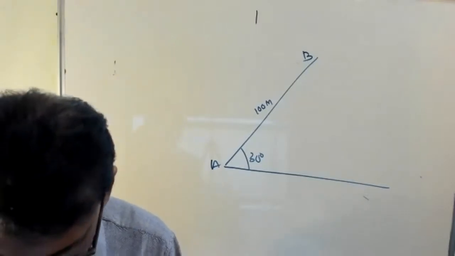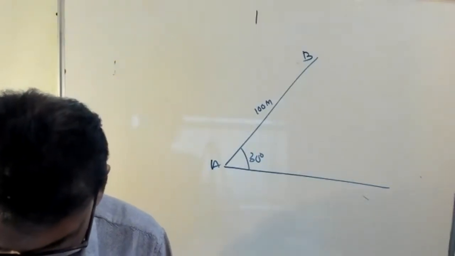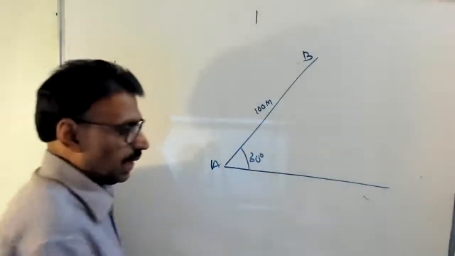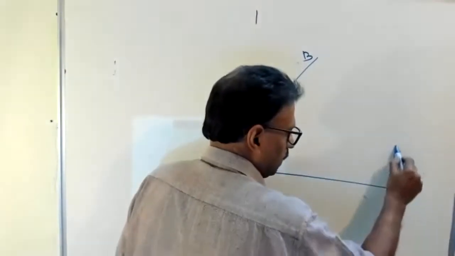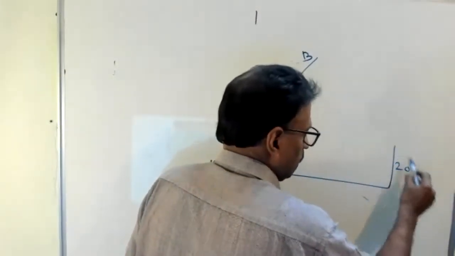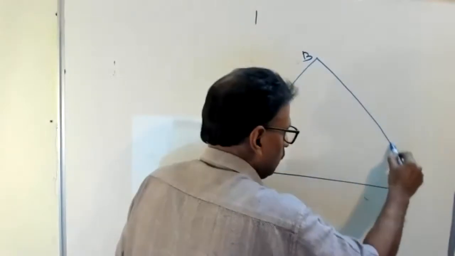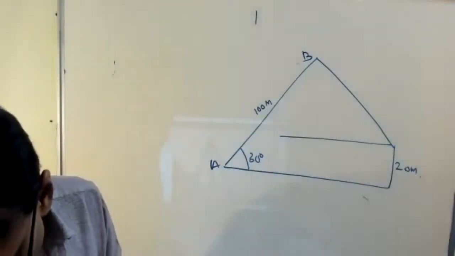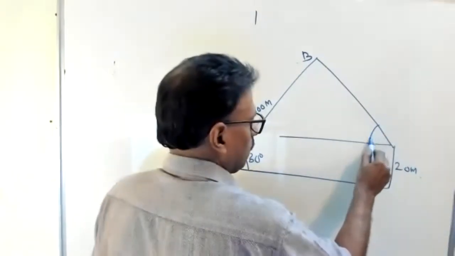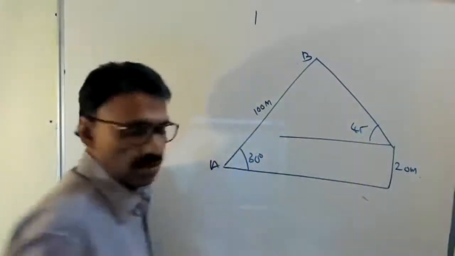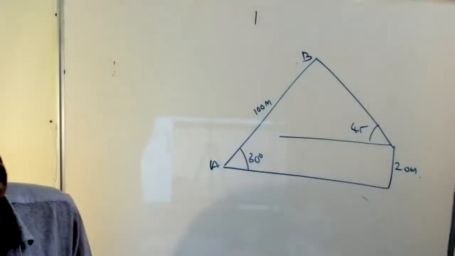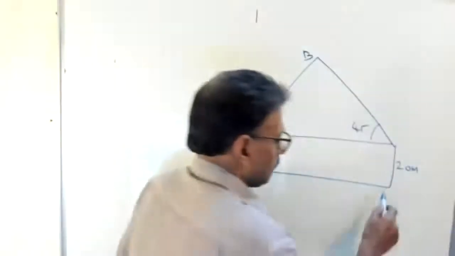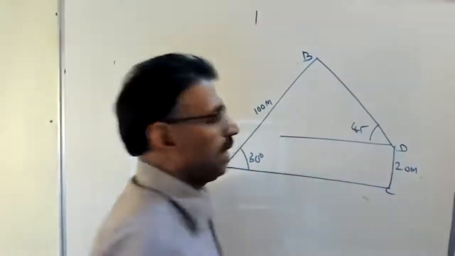At the same time, a girl finds the angle of elevation of the same bird from a building 20 meter height. She is standing at 20 meter height, and she views the same bird at an angle of elevation of 45 degree. Then what do you find out? Find the distance to the bird from the girl. That means A, B, C, D. You have to find out BD.